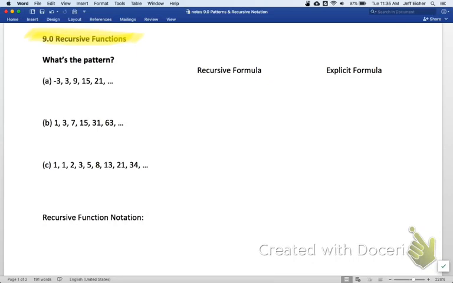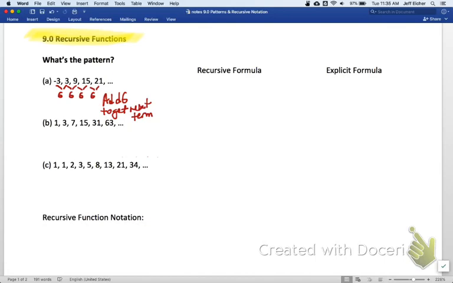One approach you can do to figure out the pattern, maybe you could say, well, -3 to 3, that's changing 6, you're adding 6. And then 3 to 9, you're adding 6. 9 to 15, you're adding 6. This is a good pattern so far. And then 15 to 21, you're adding 6. So it looks like our pattern is you add 6 each time. Add 6 to get the next term.